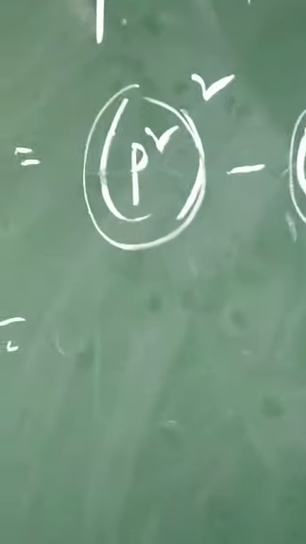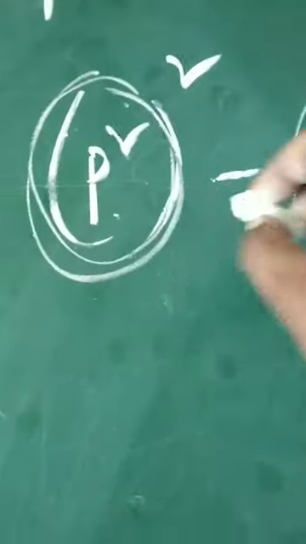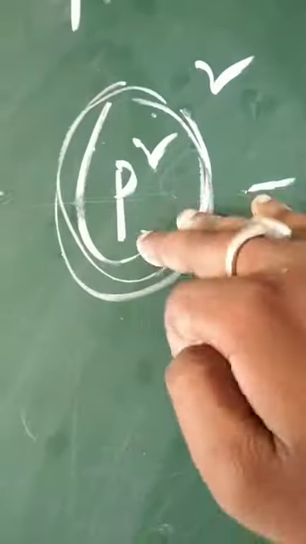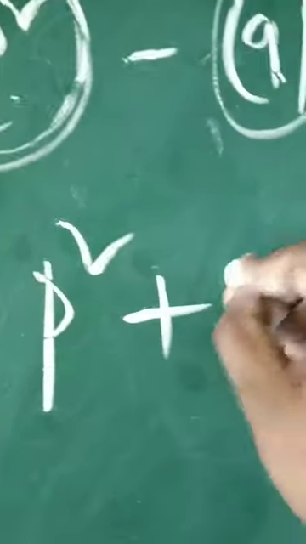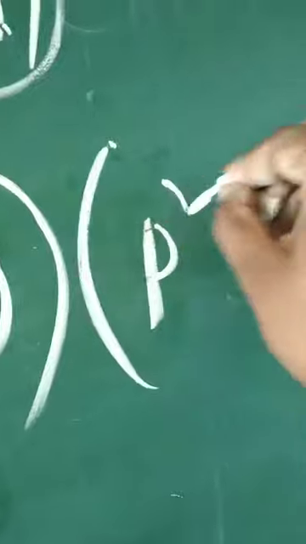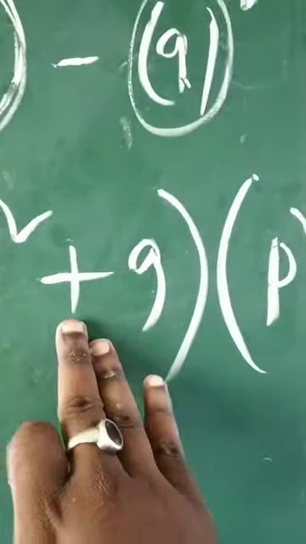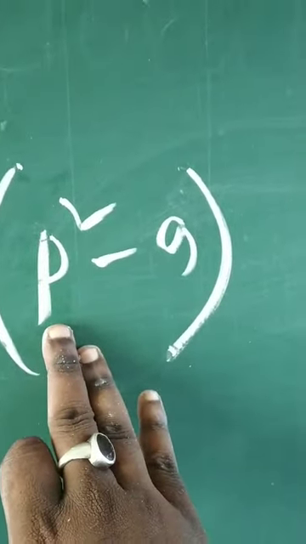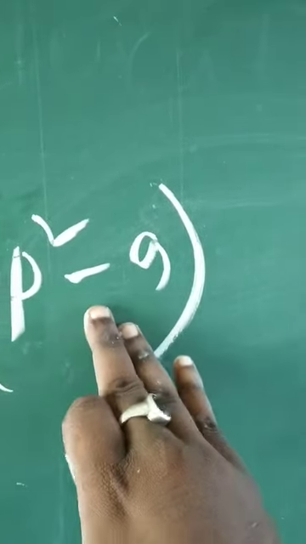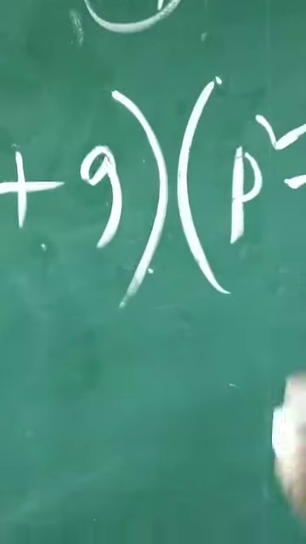Children, it's p square whole square. So we are going to consider p square as a and 9 as b. So it's a square minus b square. The formula of a square minus b square is a plus b into a minus b. A means p square plus b means 9, into a means p square minus b means 9. So I got p square plus 9 into p square minus 9.